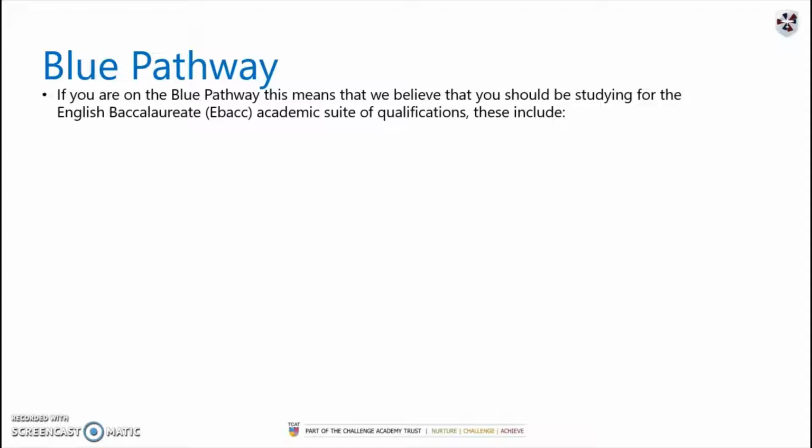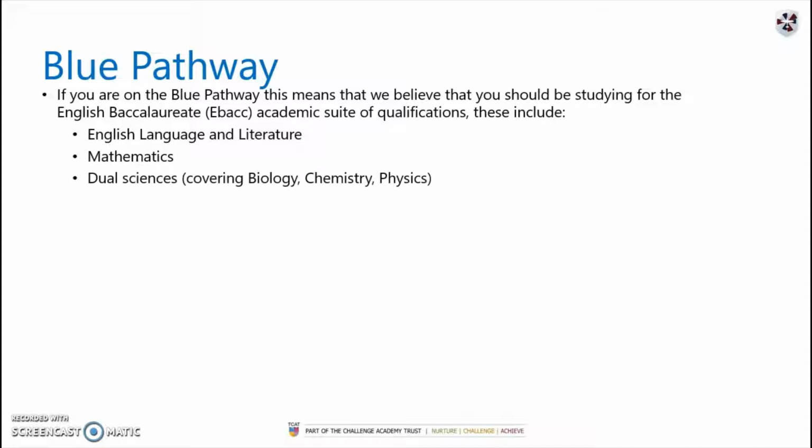If you're on the blue pathway, it means that you'll be studying for the EBAC, that's the English Baccalaureate academic suite of qualifications. Those include English language and literature, which everyone will study, mathematics, again, everyone will study this, and dual science, which everyone will study unless you're studying triple science. Just to explain dual science, dual sounds like there's two sciences. It actually covers all three sciences, biology, chemistry, and physics, but it's worth 2 GCSEs. If you study triple science, you have three separate GCSEs.